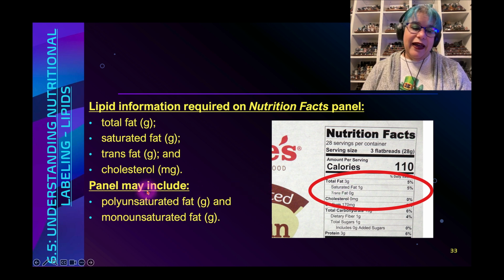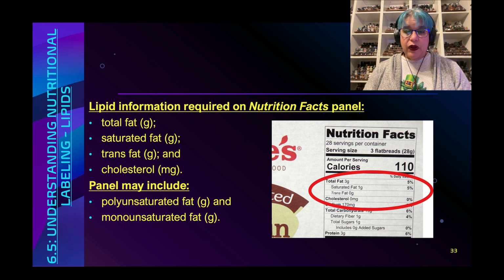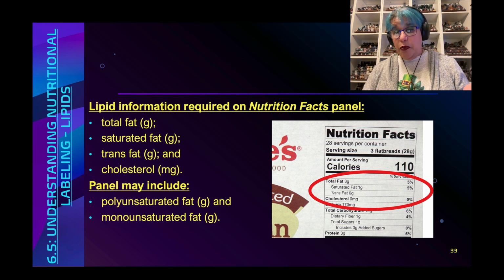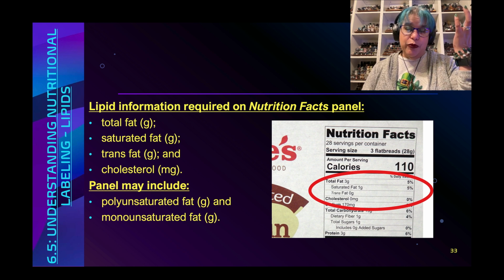You can have labels that have polyunsaturated and monounsaturated fats, but it isn't a requirement to have those things. Although I will say, because of the health benefits of polyunsaturated and monounsaturated compared to saturated, if you are a smart seller of food, you'd probably want to include them to show people how good your product is.